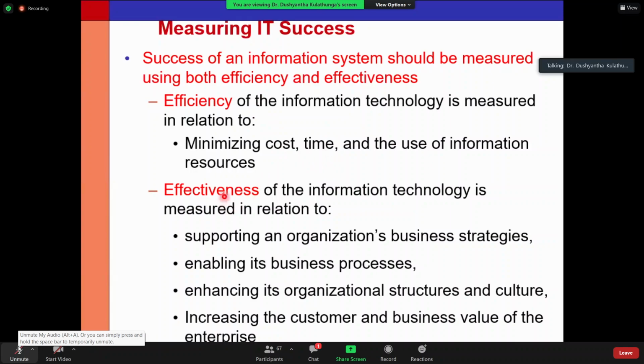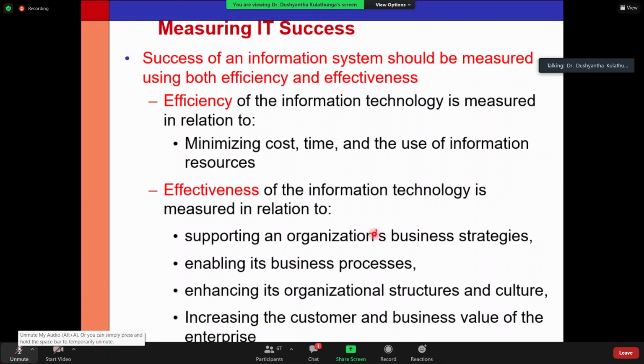Yes, sir, clear. Right. Then effectiveness of information technology is measured in relation to supporting an organization's business strategies, enabling its business processes, enhancing its organizational structures and culture, increasing the customer and business value of the enterprise. To what extent the information technology or systems help us to attain the particular things identified here, or particular areas identified here. So depending on the extent to which we achieve them, we can determine whether our systems are effective or not. So then what do we look at?